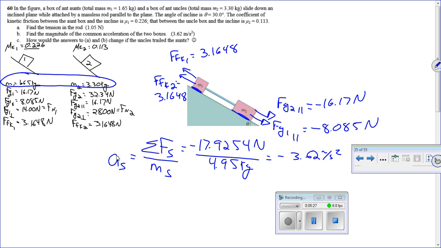There we go. All right. So now that we've got that acceleration, in order to find the tension, what we need to do is look at one of the two boxes. Okay. So let's pick a box. It doesn't really matter which box we pick. Let's arbitrarily, I'm going to pick box number 1 for absolutely no reason. All right. So let me free up a little space here.